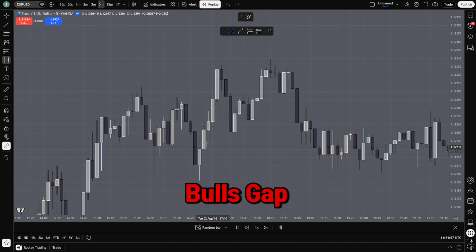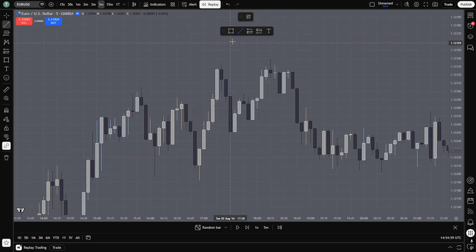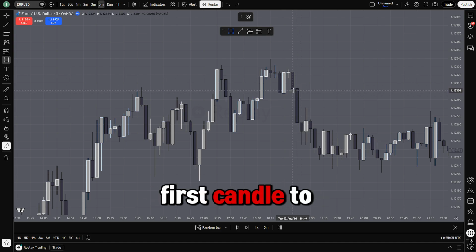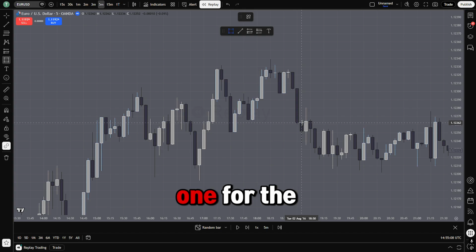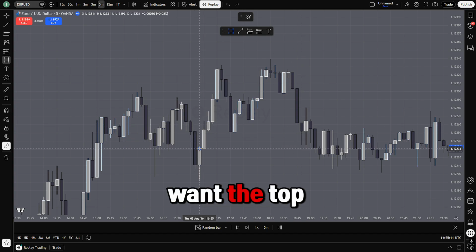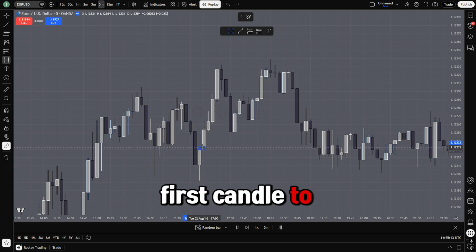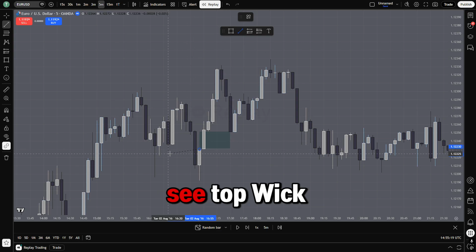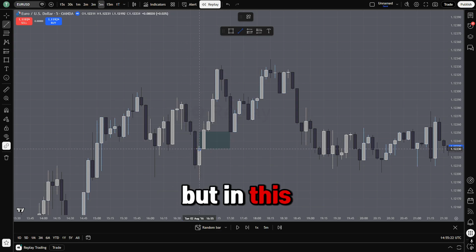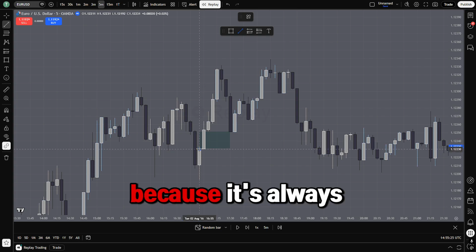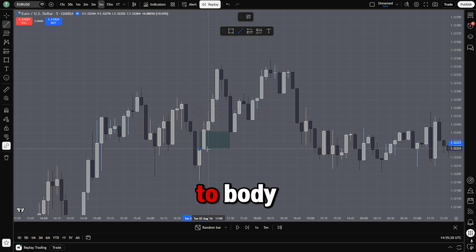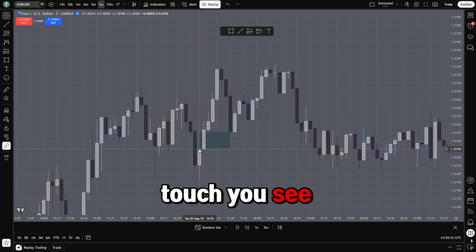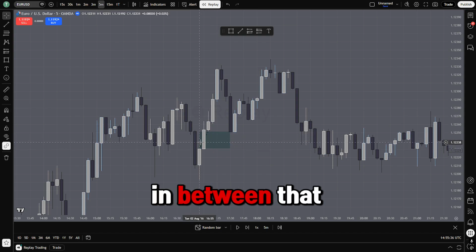But yeah, bullish gap. What is a bullish gap? Same thing, just that for the sell side, we were looking for the down wick of the first candle to not touch the top wick of the third one. For the buy one, we want the top wick of the first candle to not touch the down wick of the third candle. So once again, what can we see? Top wick, well, in this case it has no wick, but because it's always from wick to wick, never body to body. So let's say top wick to low wick doesn't touch. You see all this area in between that doesn't touch.